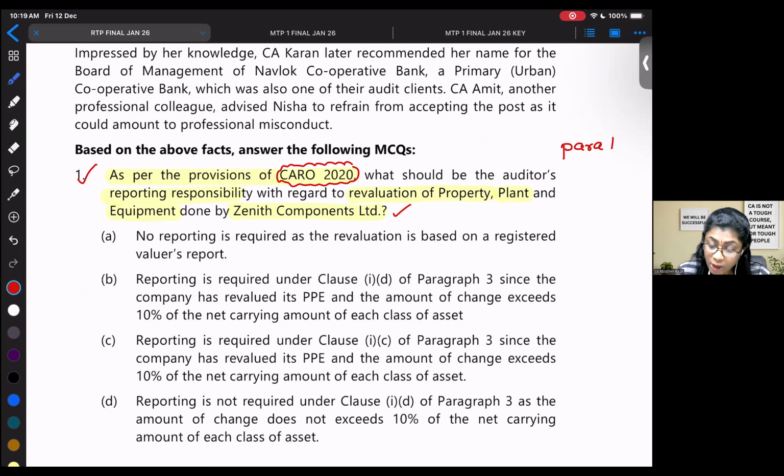First one. Now, PPE, can you say which clause? Is it clause 1, 2, 3? There are 21 clauses. Which clause deals with PPE? Very good. Clause 1. Can we revise clause 1 of CARO? Clause 1 is regarding PPE. How many sub points are there? Very good. A, B, C, D, E. So, can you just say what is A clause?